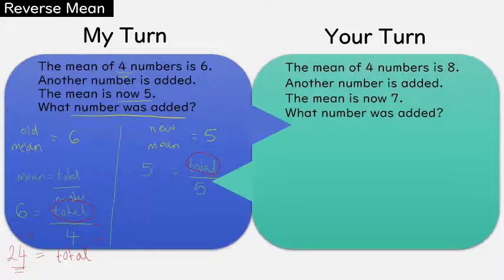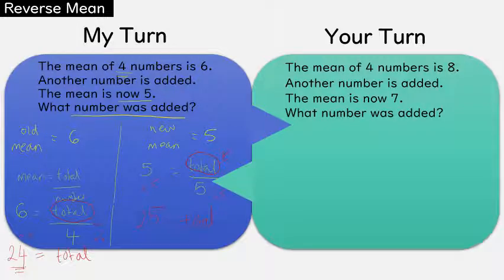How about when an extra number was added? Well, the total here divided by 5 gives me 5. So what number divided by 5 gives me 5? Or you can think it's being divided by 5 here, so I've got to do the opposite and times by 5. 5 times 5 gives me 25.